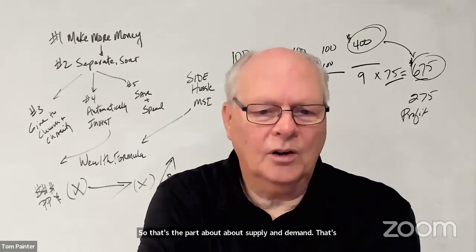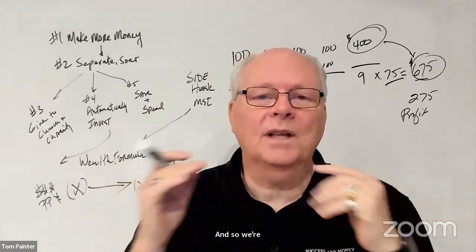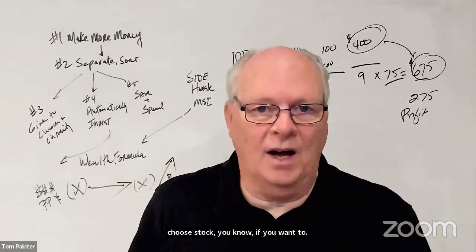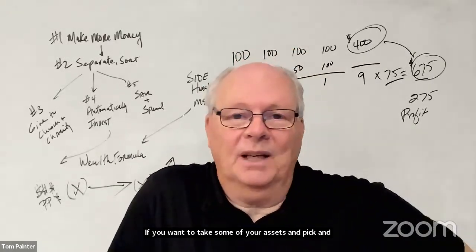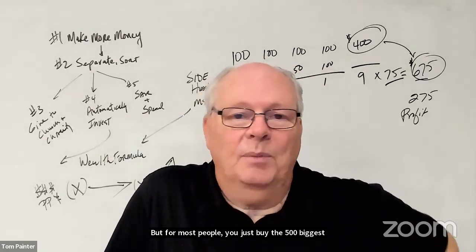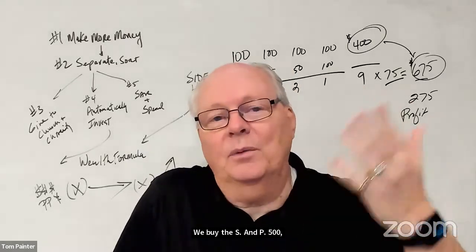And so we're long-term investors. We don't pick and choose stock. If you want to take some of your assets and pick and choose, have fun with it, because it's a game and games are fun. But for most people, you just buy the 500 biggest companies in America, which is what we do. We buy the S&P 500, the symbol SPY. I'm not telling you what to do. I'm just telling you what we do.